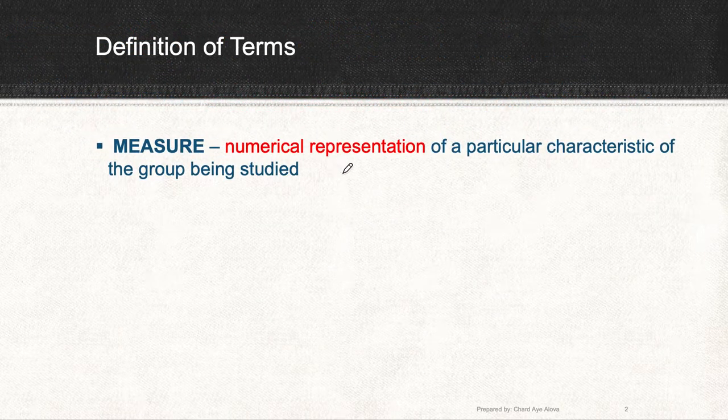Before we even start, we need to understand some key points or definitions of terms. We need to understand the definition of a measure. A measure in statistics is a numerical representation of a particular characteristic of the data set being studied. So every time you summarize the data set and represent it in a single number, that is called a measure.